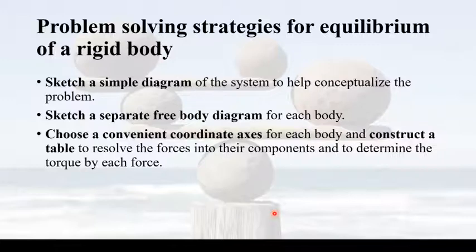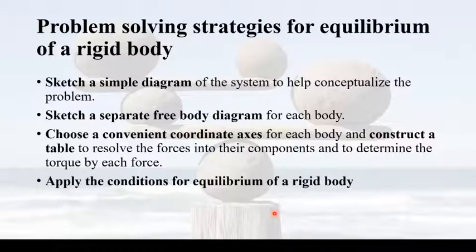This is very similar to chapter 4. When you solve a Newton's law question, you have to construct a table which consists of X components, Y components, and also the torque. Now you have an additional column in your table.